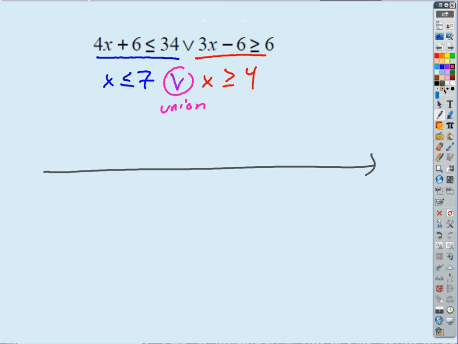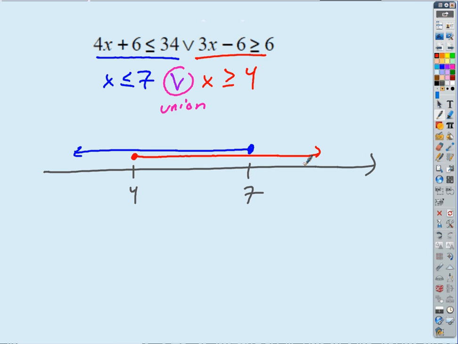So we get numbers at 4 and at 7. How do I graph x is less than or equal to 7? Closed circle going to the left. Okay? How do I graph x is greater than or equal to 4? Closed circle to the right.